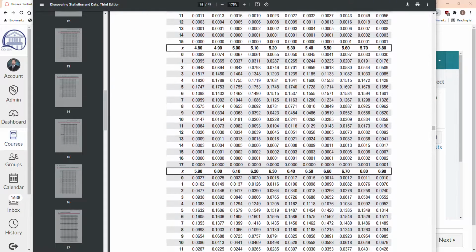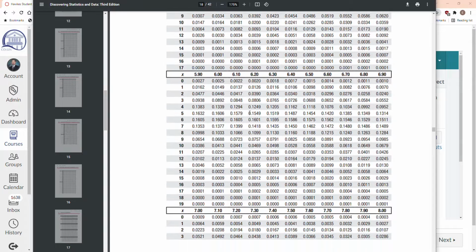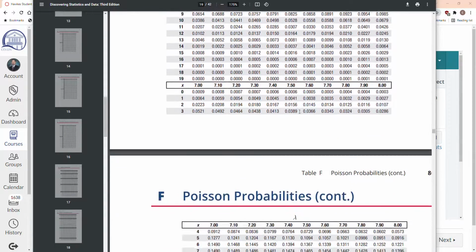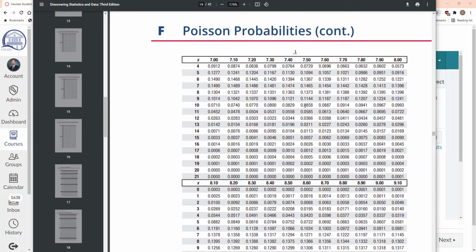Now, if your lambda is something different, notice this doesn't go up by 0.1. If your lambda or your average is something different, then you're going to have to do it the long way. But as long as you can figure out your average or your lambda in the problem, and you know what your x is equal to, you can use this table to work the problem out a lot faster without having to do those calculations by hand.